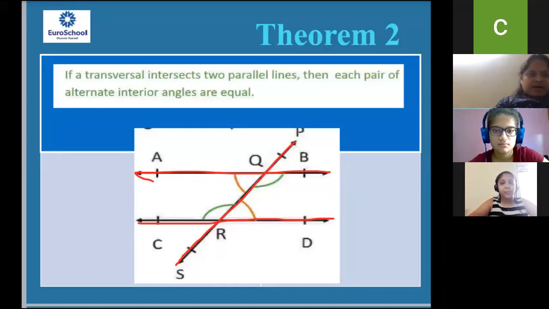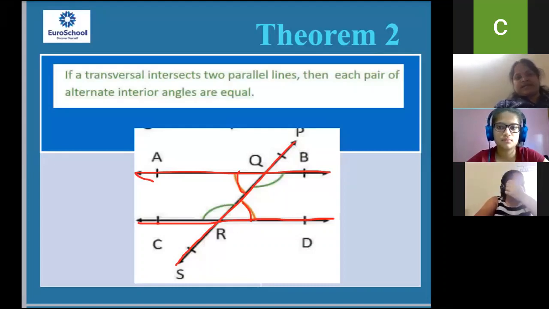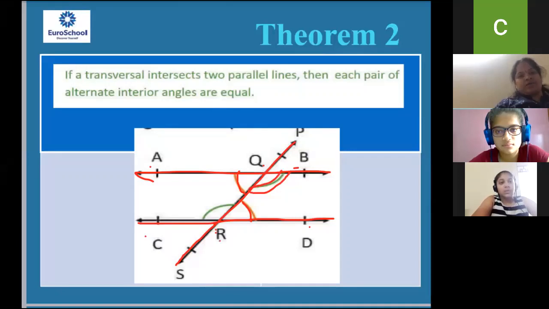Children, can you find orange color angles? Orange color marked angles? These two are alternate interior angles. In this case also we'll get two pairs of alternate interior angles. So in this case, angle AQR is equal to angle BRD. Similarly, one more pair of alternate interior angles are angle BQR and angle CRQ.